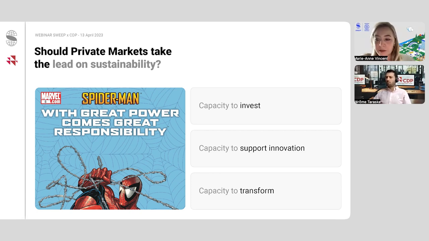And third, the capacity to transform. Private equity can play a crucial engagement role in getting private companies to start their climate journey, to start reporting and managing their emissions, because of their ownership, because of the governance. They've got some influence on the portfolio company. So clearly, we think that the private market should take the lead on sustainability and fill the gap compared to what has already been done on listed markets.